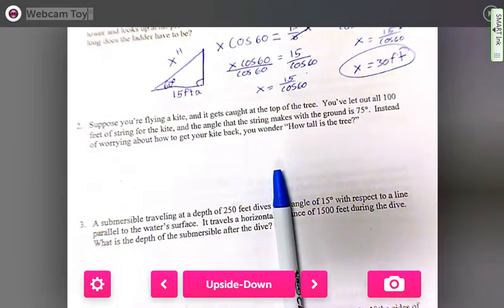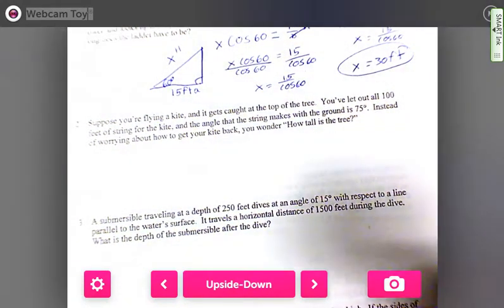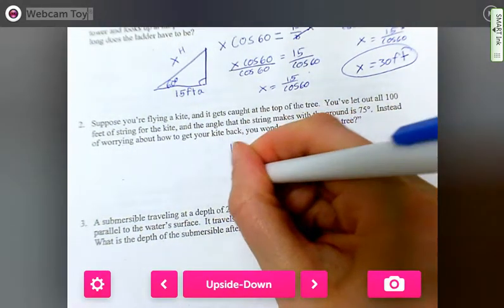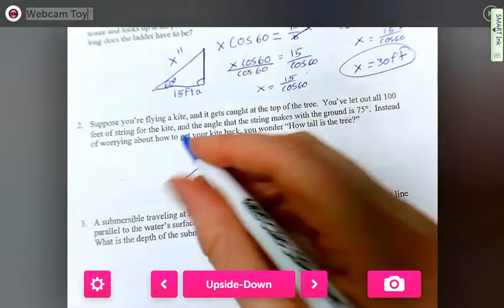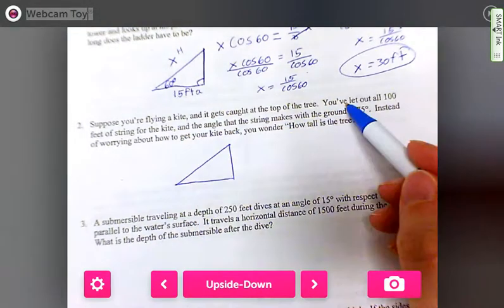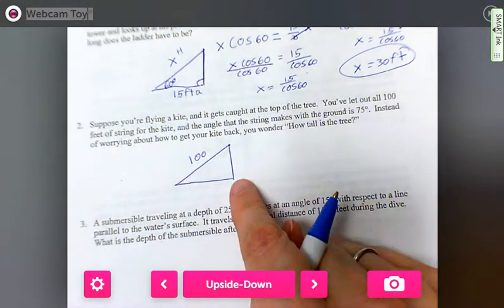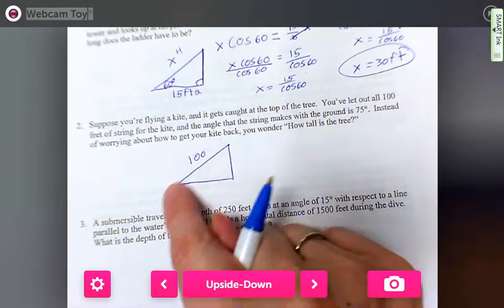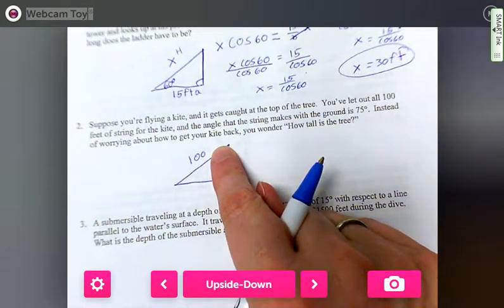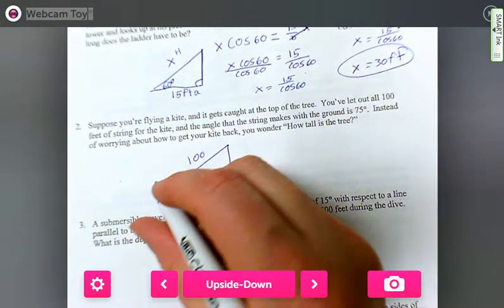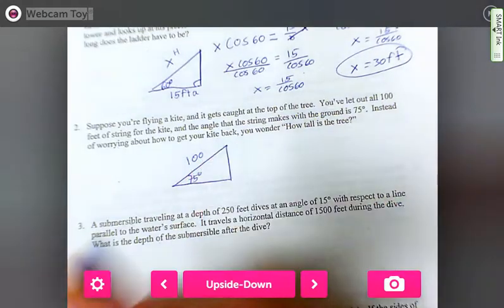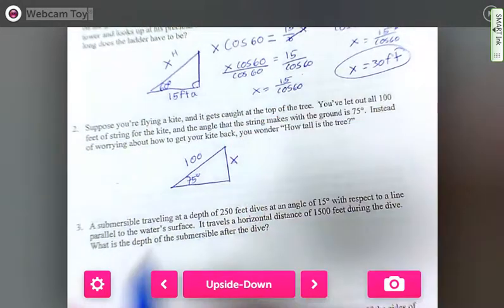All right, overall, I'm seeing a lot of people make huge improvements with drawing their pictures. Okay, so my kite is in a tree. We know that we've let out 100 feet of string. 100 goes here because my kite is not on the ground, right? It's up in the tree, so it's got to be at an angle like that, right? My angle with the ground is 75 degrees. I'm trying to find the tree.